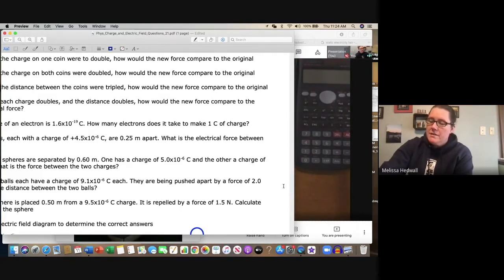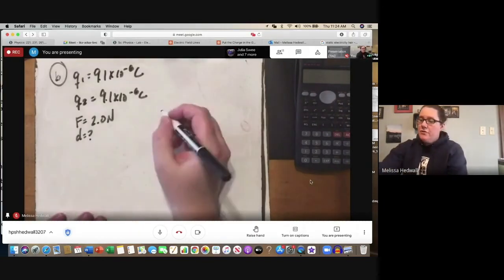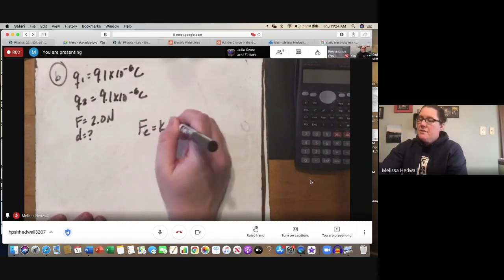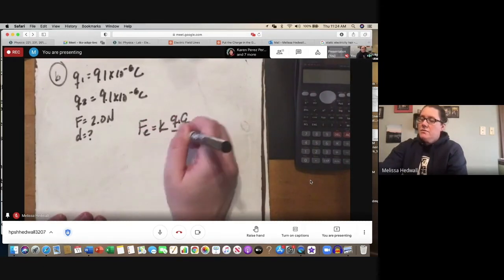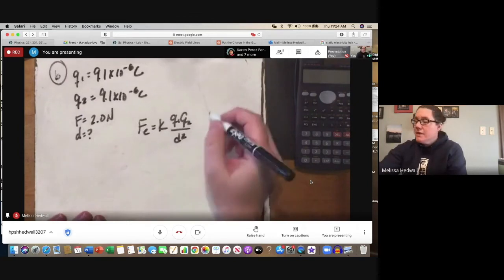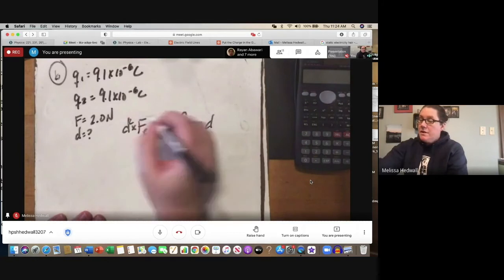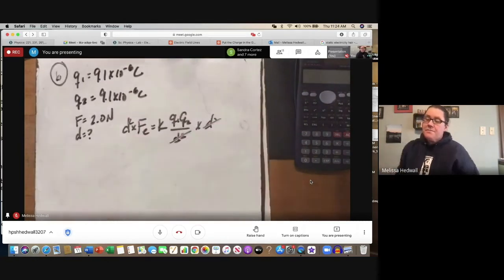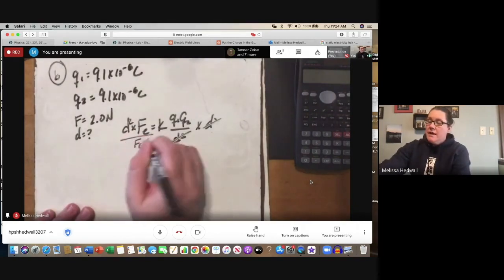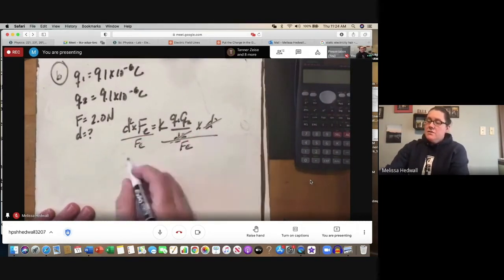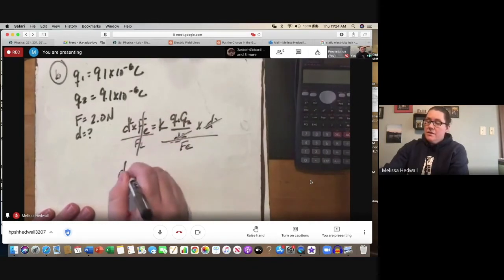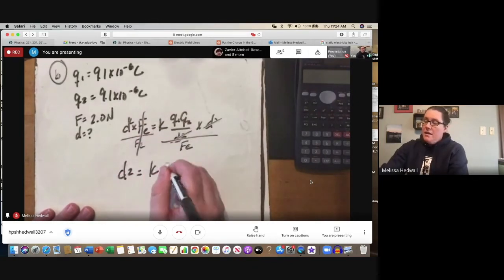And we want to know the distance. And so this one sets up like this. We're going to need to solve for distance. So we start with F_E equals k q1 q2 over d squared. To find the distance, we need to multiply both sides by d squared, and it cancels out here. And we can't have d squared combined with the force, so we also need to divide by F_E. So at that point, that gives us that d squared is equal to k q1 q2 over F_E.